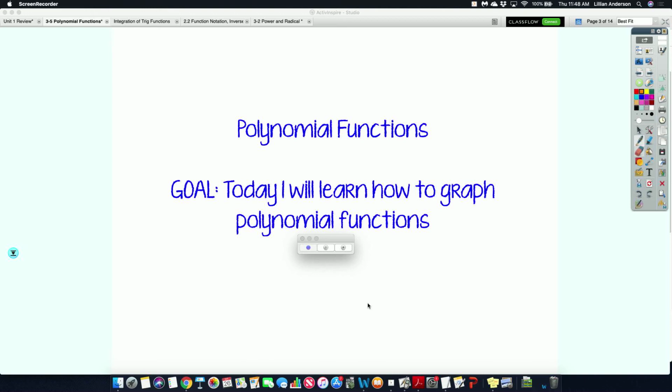Polynomial functions. You guys are going to learn how to graph polynomial functions. Now, I'm not just talking about quadratic functions or linear functions. I'm talking about all types of functions, cubics, quartics, and so on and so forth. Okay? So, let's talk about some terminology.